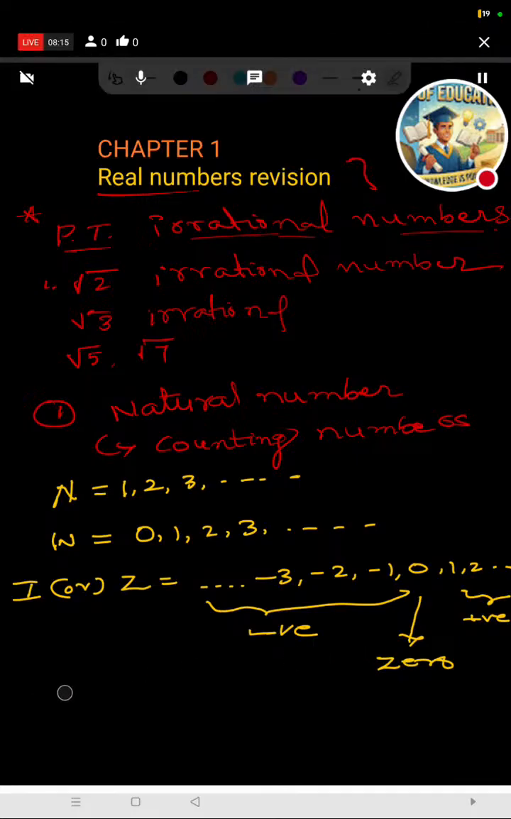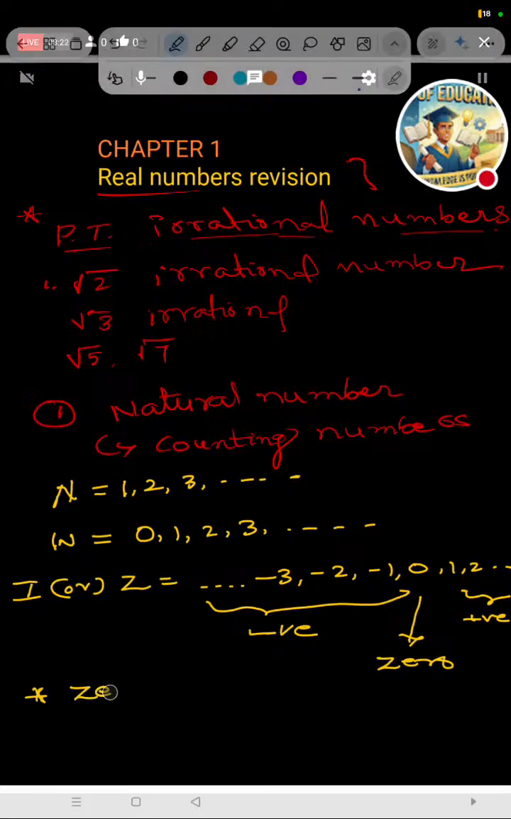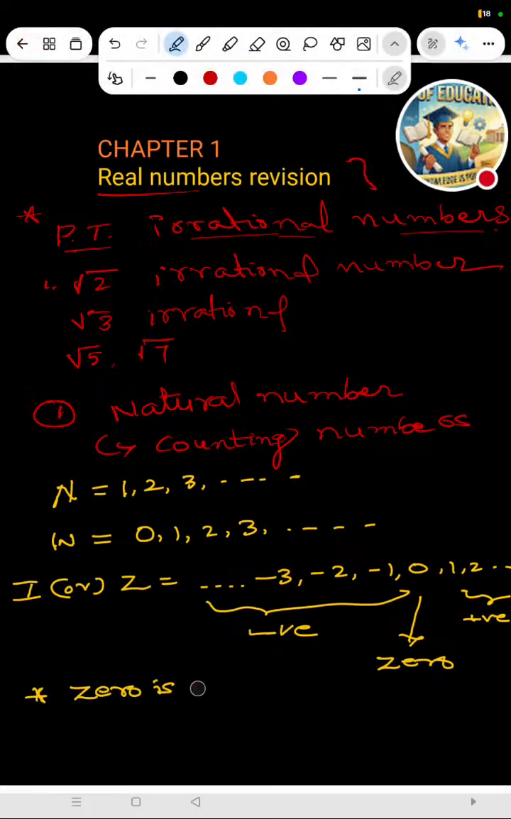Here is an important point: 0 is neither positive nor negative. Okay, 0 is neither positive nor negative.